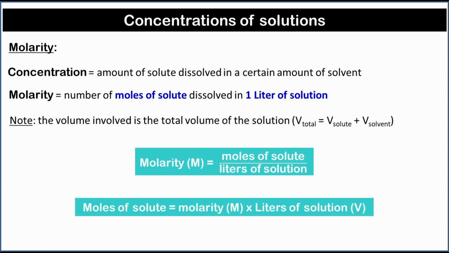How can we describe the concentration of a solution? Concentration is the amount of solute dissolved in a certain amount of solvent. The most important unit of concentration is molarity. Molarity is the number of moles of solute dissolved in 1 liter of solution. Note that the volume involved is the total volume of the solution, which is equal to the volume of the solute and the volume of the solvent. The formulas shown allow us to calculate the molarity if the moles of solute is known, or the moles of solute if the molarity is known.